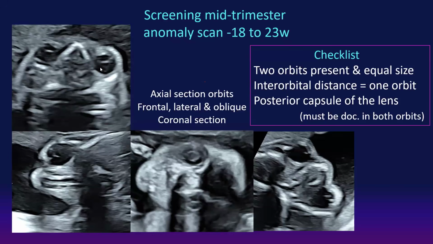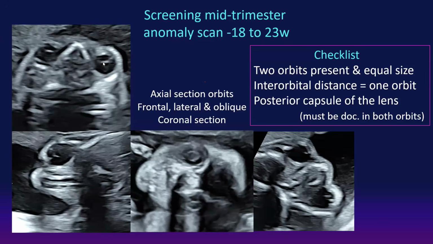So I would say aim to get this sort of a view with the face up, axial section, both orbits nicely seen throughout their extent, and the lens also well seen. The checklist for us in the mid-trimester is that both orbits should be present and they should be of equal size. The interorbital distance should be equal to one of the orbits to fit in between.